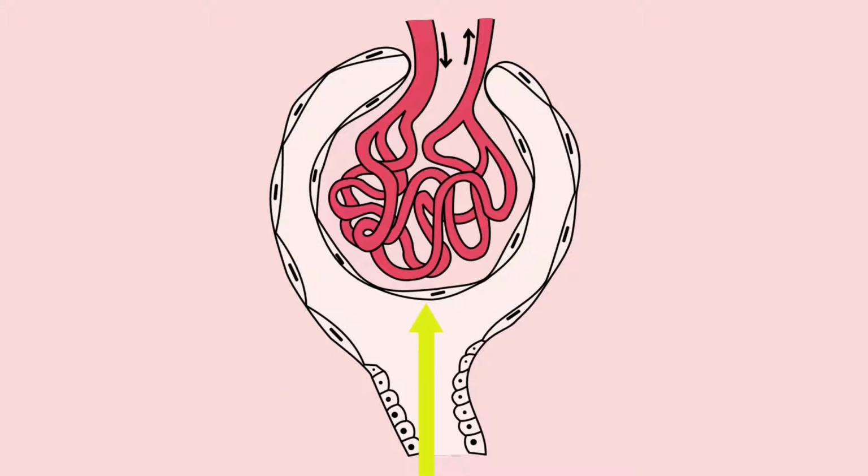But if you take a look at the way it's positioned, this outward pressure pushes stuff outward from the Bowman's capsule, but actually it's opposing the glomerulus kept inside of it. It's pushing the fluid in the glomerulus to stay inside, basically opposing the hydrostatic pressure.